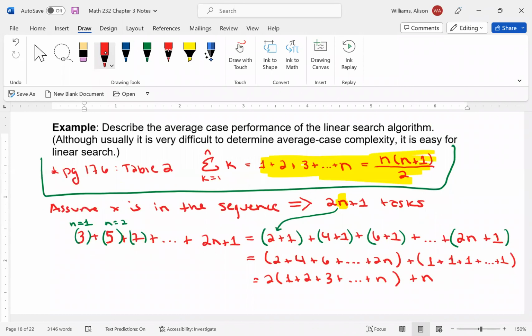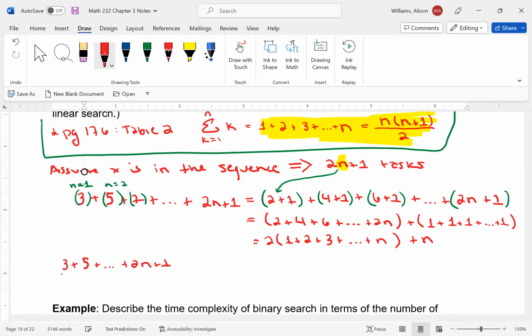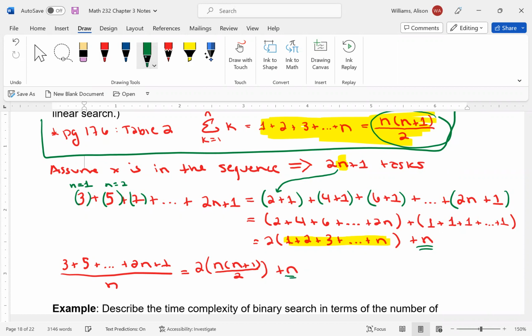All right, so here we go. We're going to come back here now. We're going to have 3 plus 5 dot, dot, dot. I'm not going to bother with the 7. Divided by n is going to equal, okay. So this 1 plus 2 plus 3, I can now substitute this formula in for this: n times n plus 1, all divided by 2, plus this n right here, divided by the n that's here in this denominator.